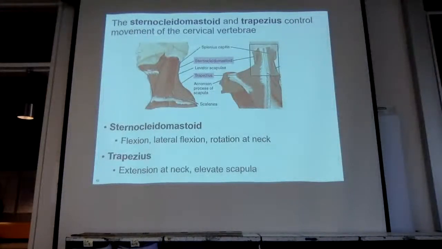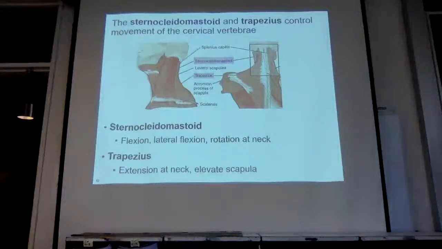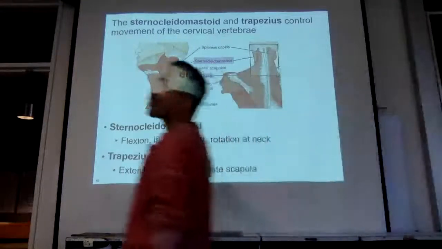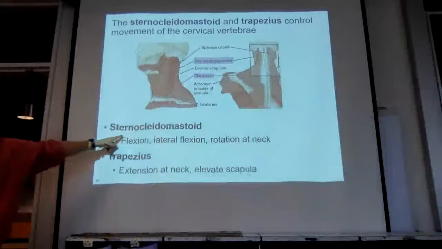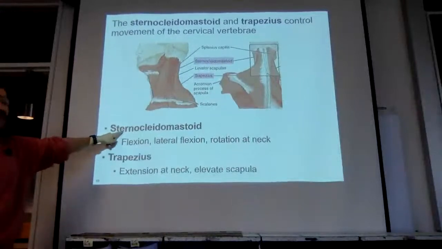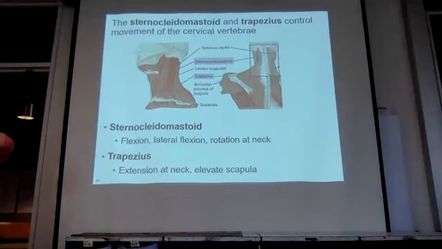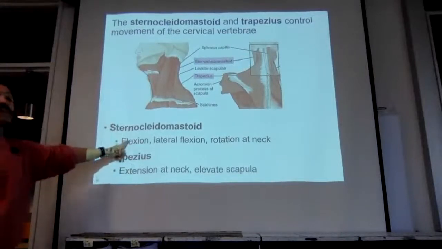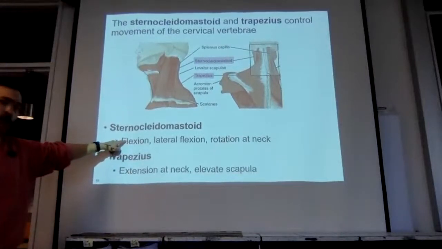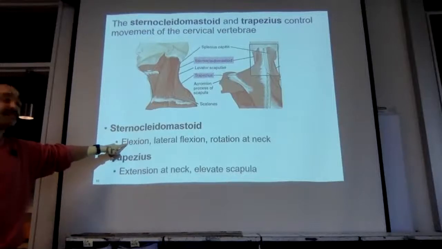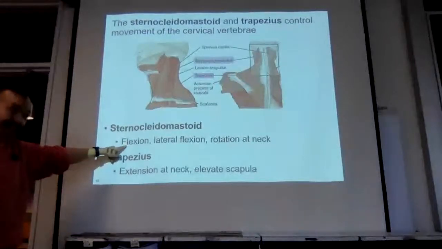So let's go over some of these muscles. What are we looking for here? Here's the sternocleidomastoid. It's named after what it's attached to: the sternum, the clavicle, and the mastoid process of the temporal bone. So it's a large muscle on the lateral part of your neck. It allows you to flex. What joint is this? What am I flexing?